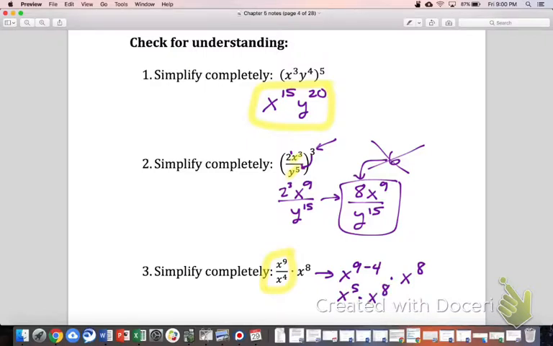And now let's remember the very first rule we looked at, that is called the product rule. The product rule applies when you are multiplying bases together. You add your exponents. So this would give us x to the 5 plus 8, and of course 5 plus 8 is 13. So this would give us x to the 13th right there.